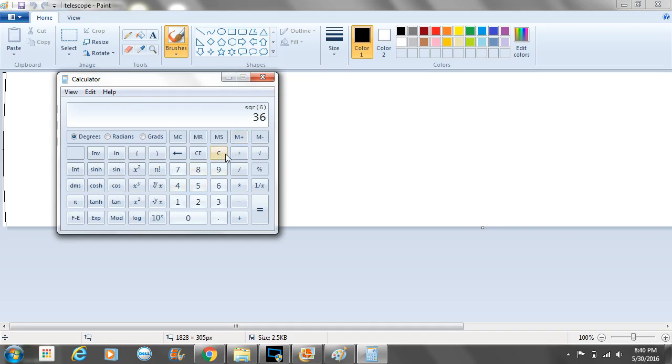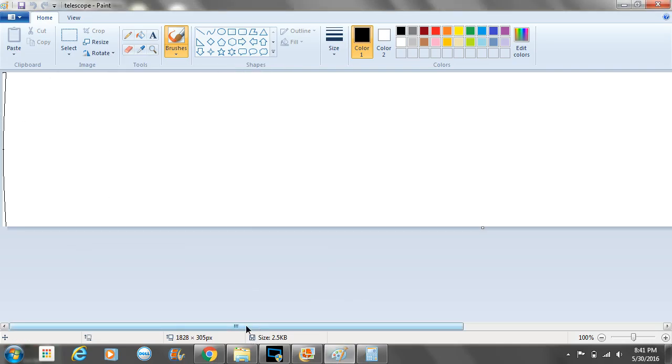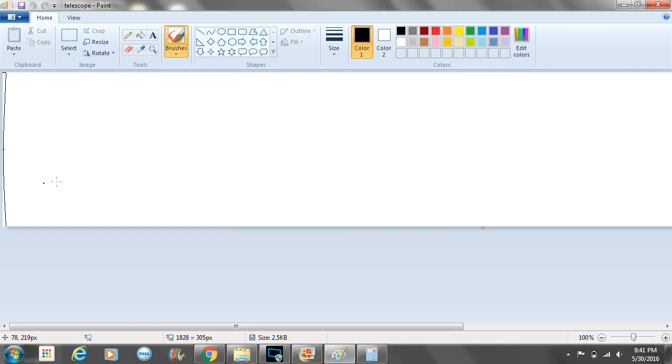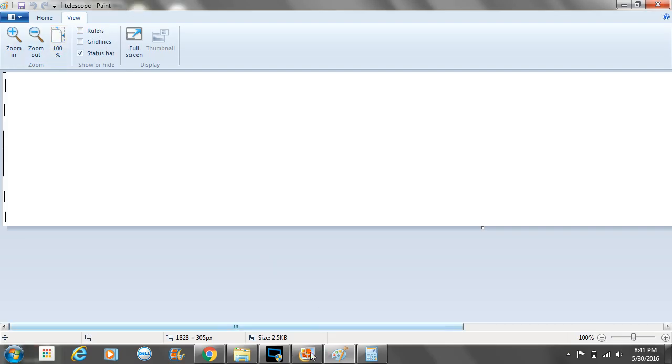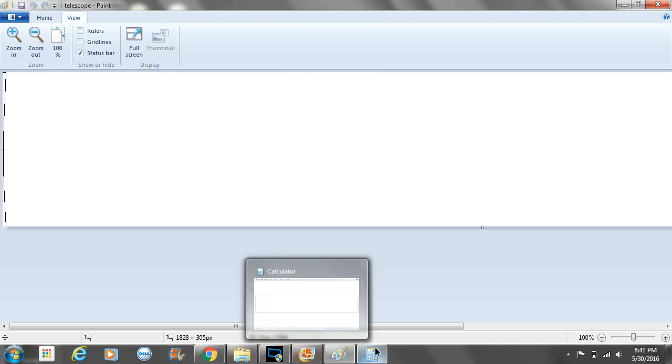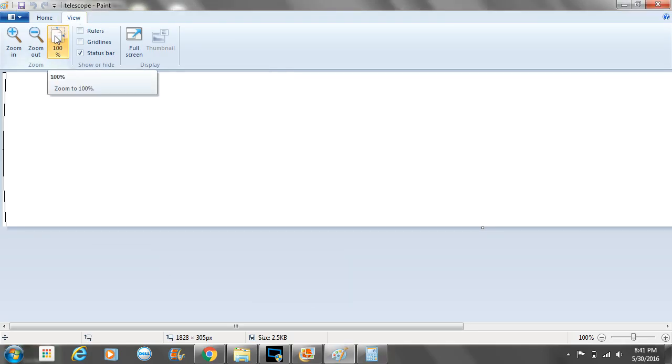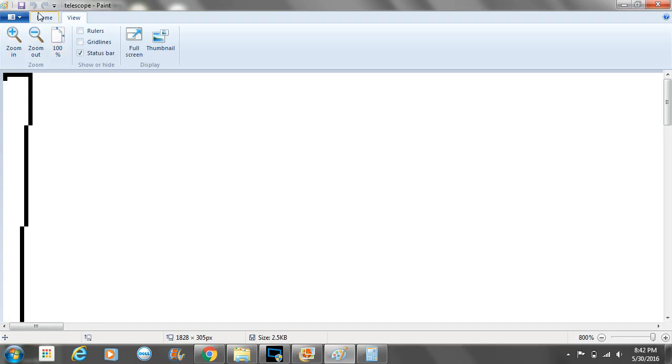But anyways, 36. And then the parabola portion would be 36 over 72, which would be 0.5. Just to take a look at this, these are the properties, 1828 by 305. Let me check something here. Half an inch. Wait, yeah, half an inch. 0.5 times 25.4 equals 12.7. I just want to make sure that I've got that part correct.